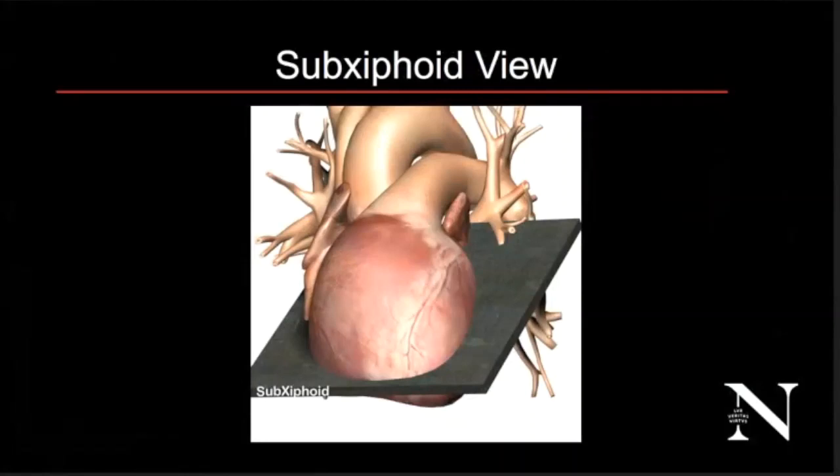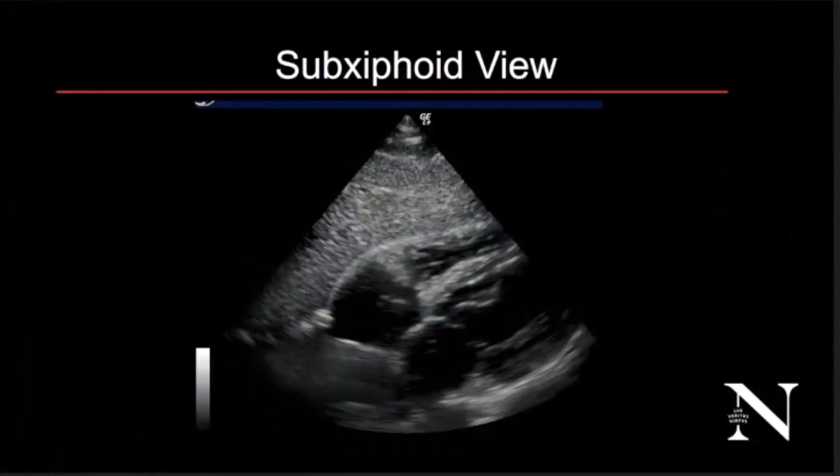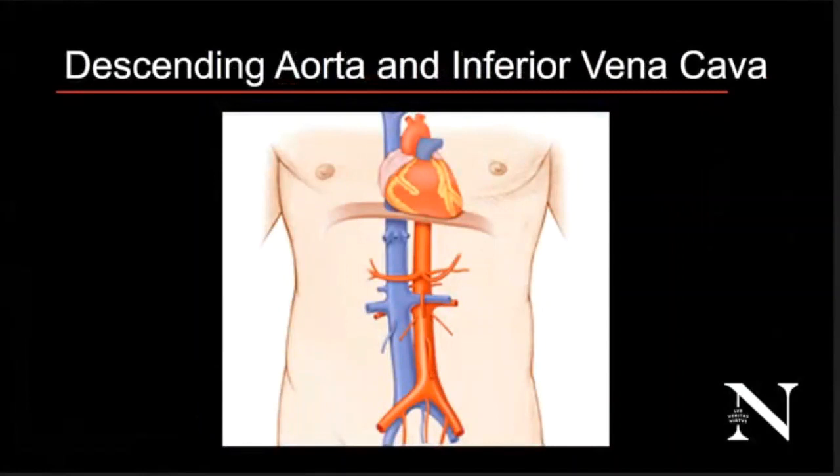Okay, so that's that view. That's what this looks like. So again, this is the liver. Now in this view, you're coming more through the right side, so you see the right ventricle first and the left ventricle over here. Okay, the descending aorta and the inferior vena cava. Just a quick reminder, the left side of your body is the aorta, the right side is your IVC.